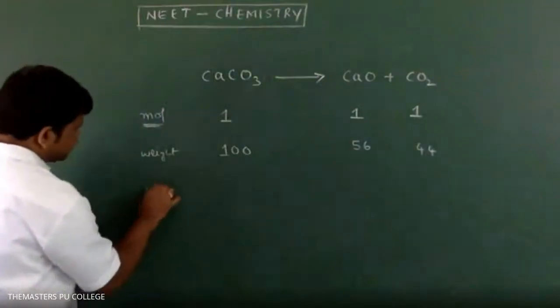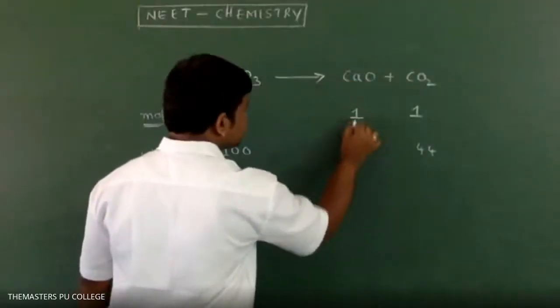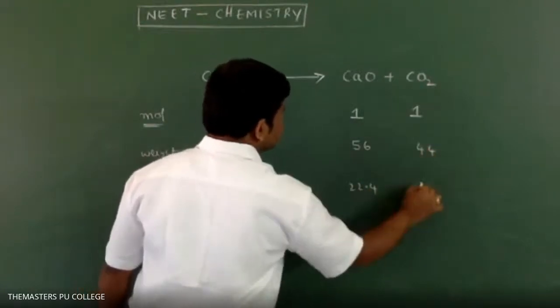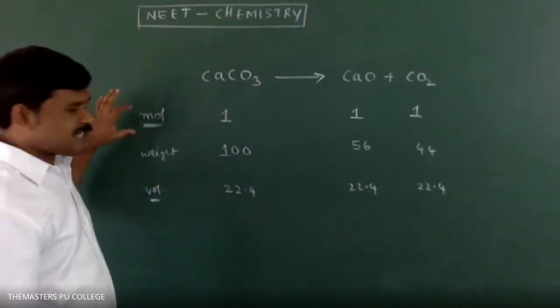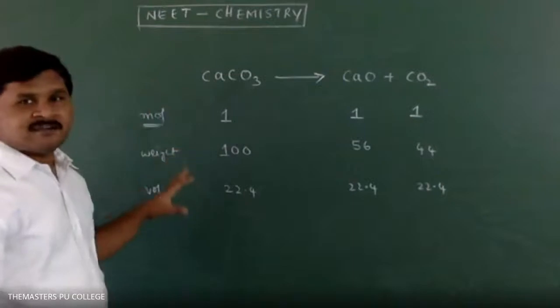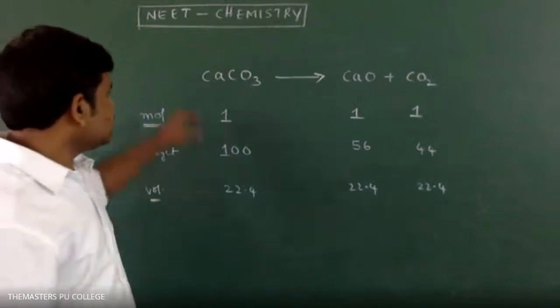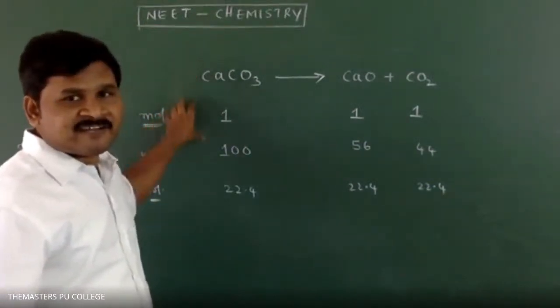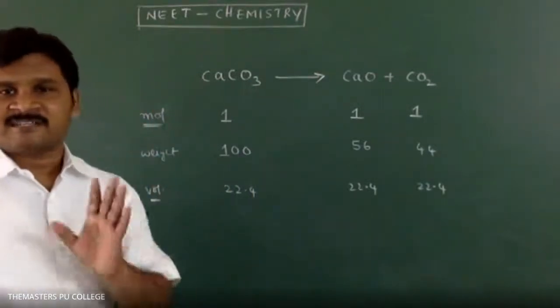Next, with respect to volume, how many moles do we have? 1 mole. 1 mole means 22.4. This is also 22.4. So I think you are very familiar that for a given chemical reaction, we can write the moles ratio, weight ratio, and volume ratio. If you know this, 90% of the problem is completed. Only 10% is left.